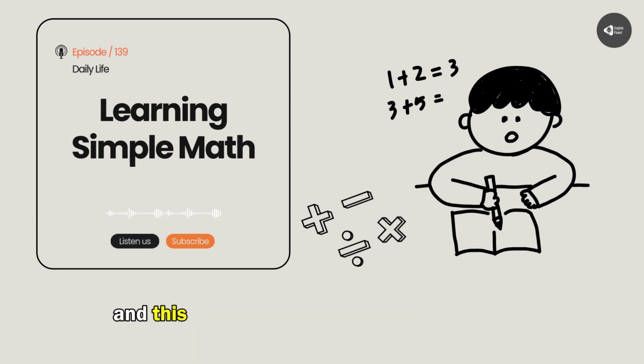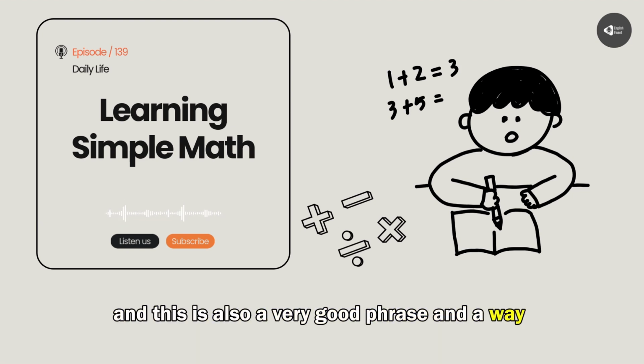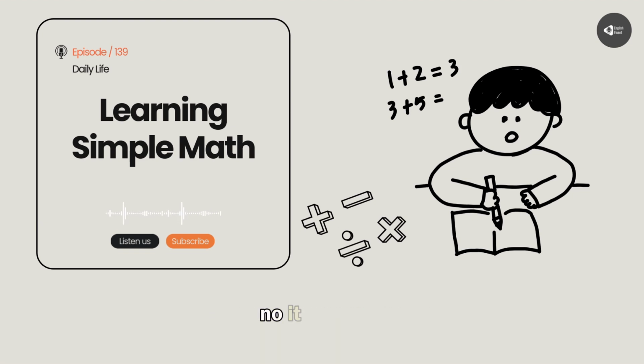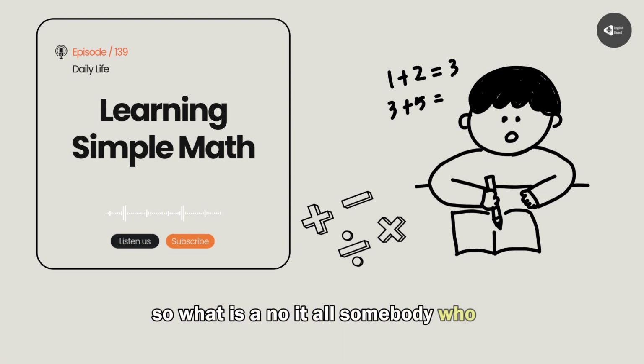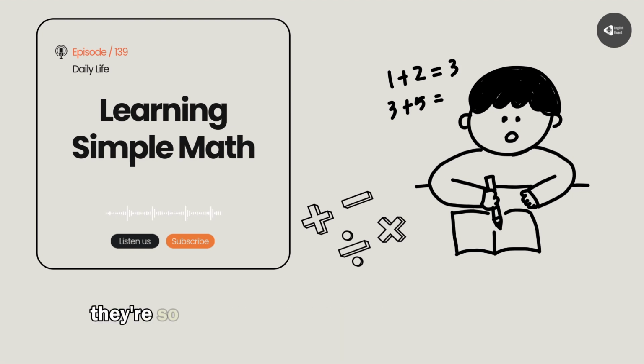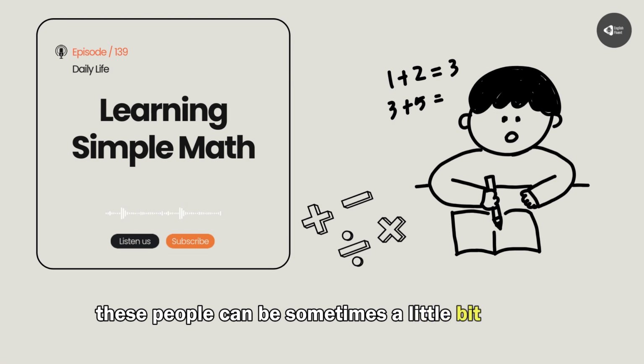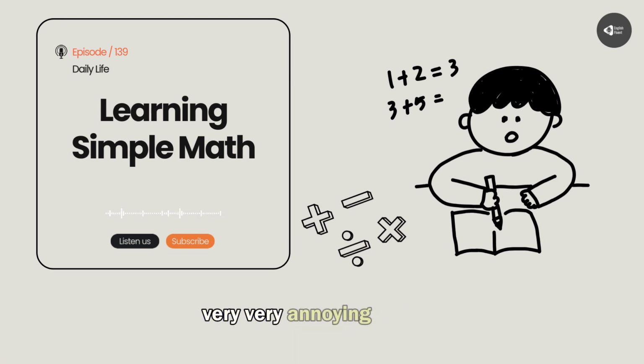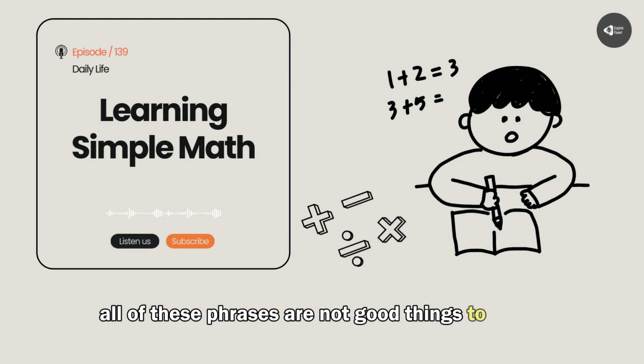And our last one, and this is also a very good phrase and a way to describe someone, know-it-all. A know-it-all. Sometimes you say Mr. Know-it-all, right? Yeah, that's right. So what is a know-it-all? Somebody who tries to show everyone that they know it all. They know everything. They're so smart. They have the answers to everything. But they really, really try and show everyone that they know everything. These people can be sometimes a little bit irritating, right? Yeah, very, very annoying. So it's not a good thing to be a know-it-all all the time. Actually, all of these phrases are not good things to be.